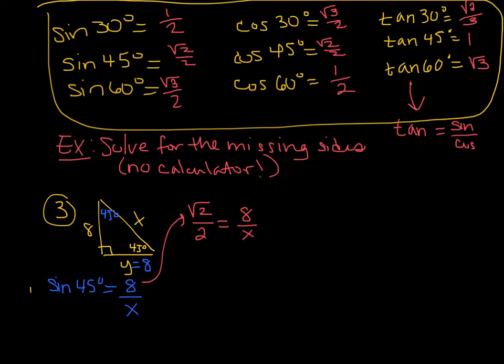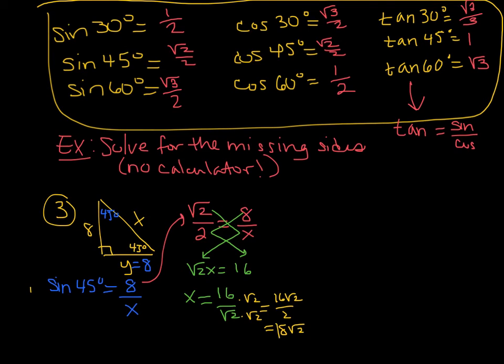From there, I am going to solve this using the cross product. I get radical 2 times x equals 8 times 2, which is 16. I divide both sides by radical 2, which gives me x equals 16 over radical 2. I just need to solve it out by multiplying by radical 2 over radical 2, which gives me 16 radical 2 over 2. And my final answer is 8 radical 2.